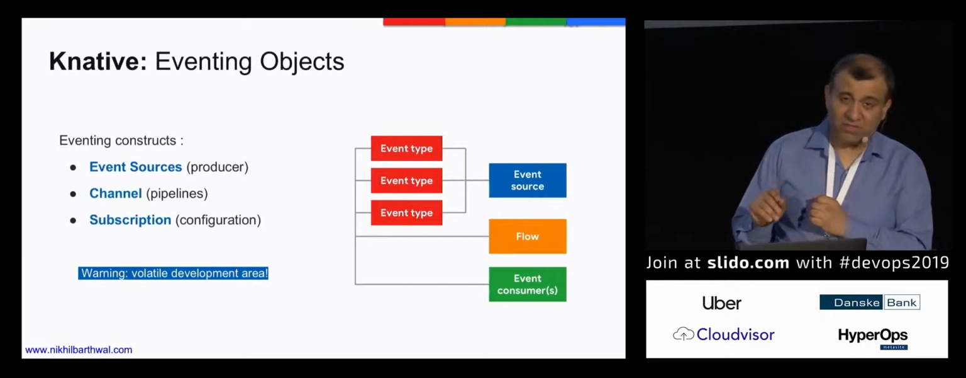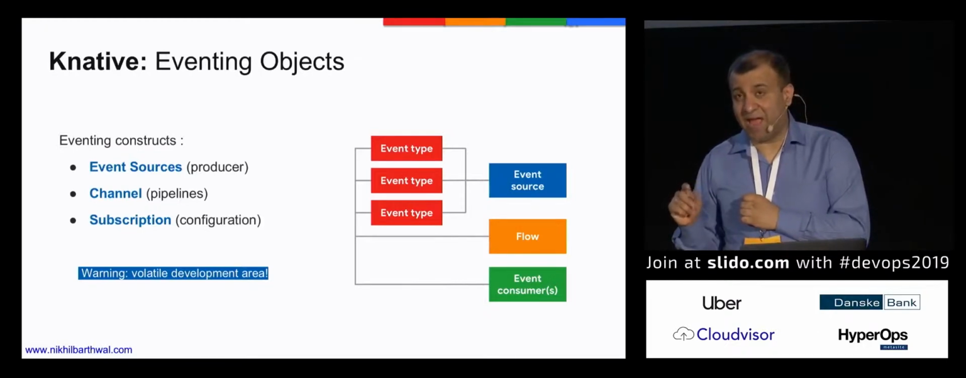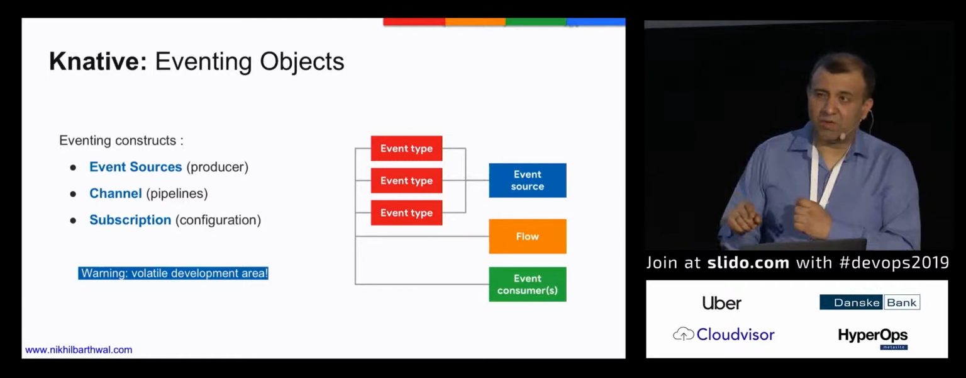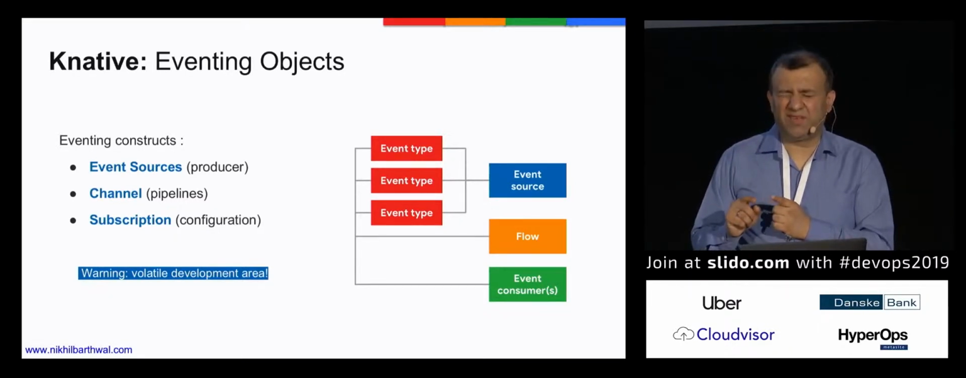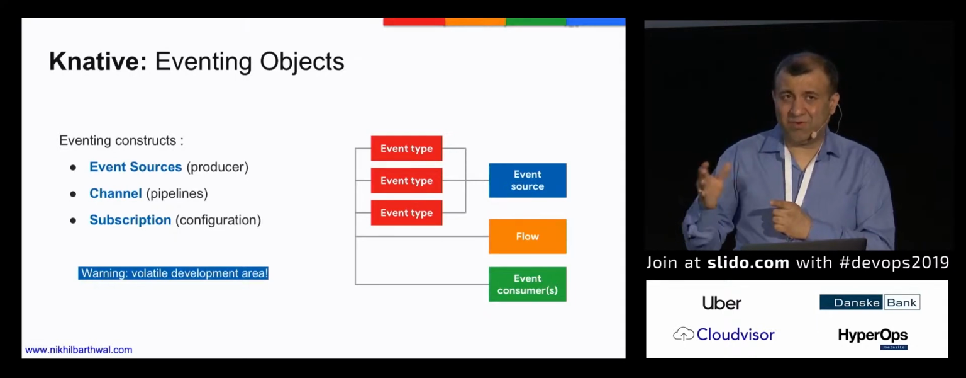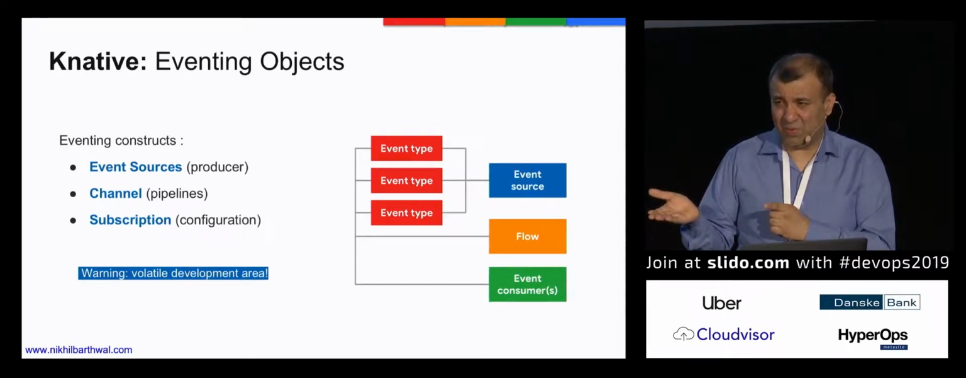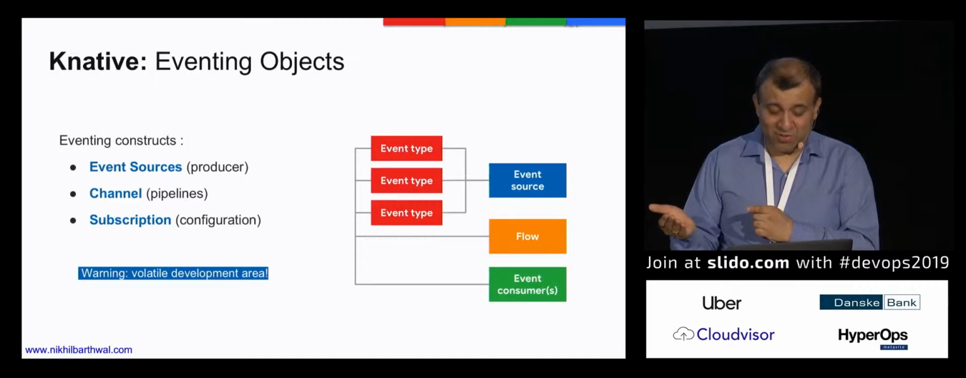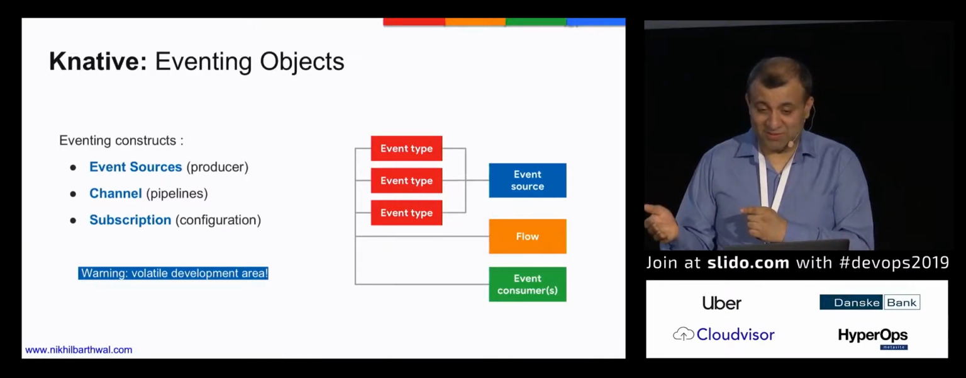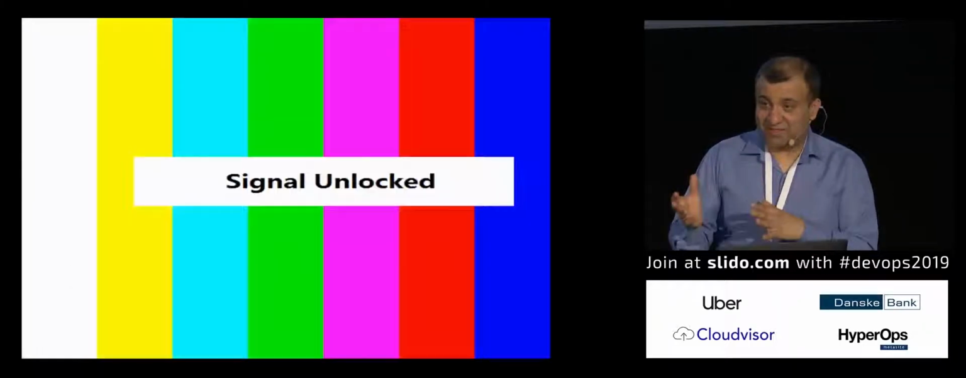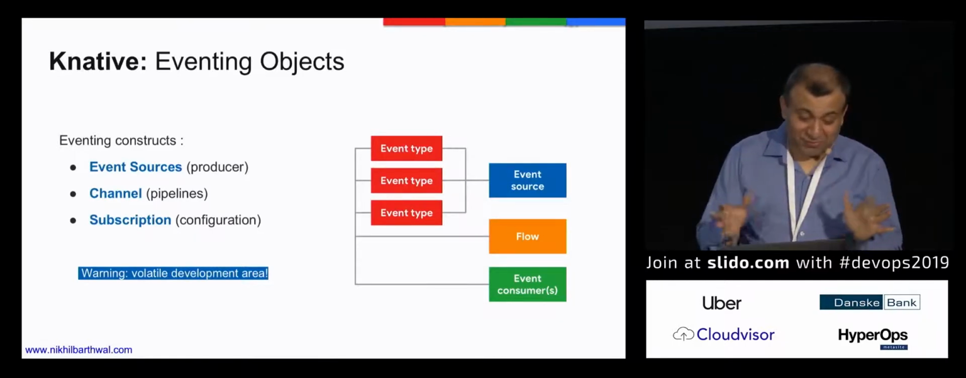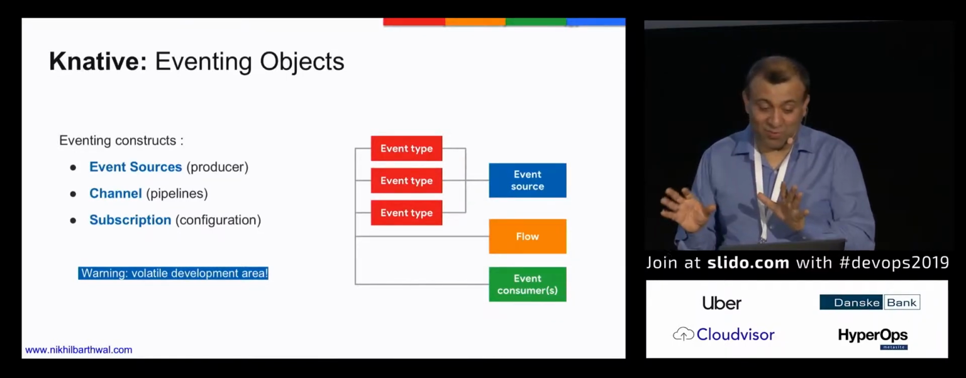Now I do want to mention that Knative is a very active project. Right now the latest release that we have is 0.4, and we follow a dot release every month. So in mid-April we would have a 0.5, but the point is we don't really have a 1.0. So a lot of the stuff changes quite often. You have to be careful that it's a volatile development area.